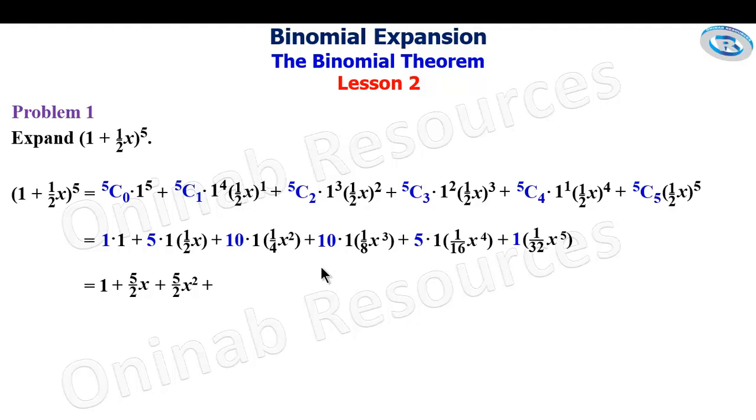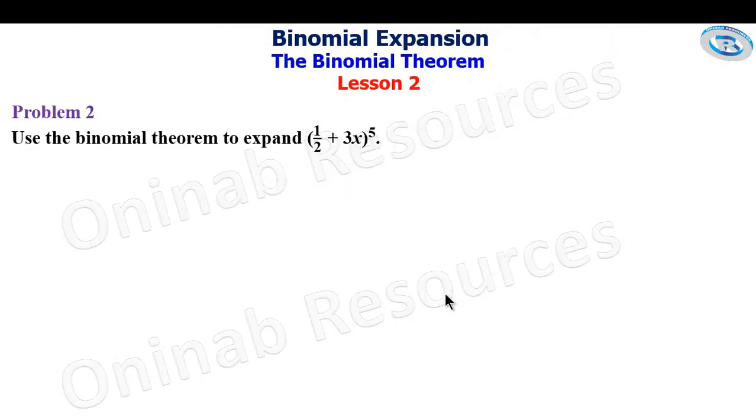over 4. Then we have 5/4 x^3. Then 5 times 1 over 16 will give us 5/16 x^4. Then plus 1/32 x^5. So with this, we are done with problem 1. So we go to problem 2.